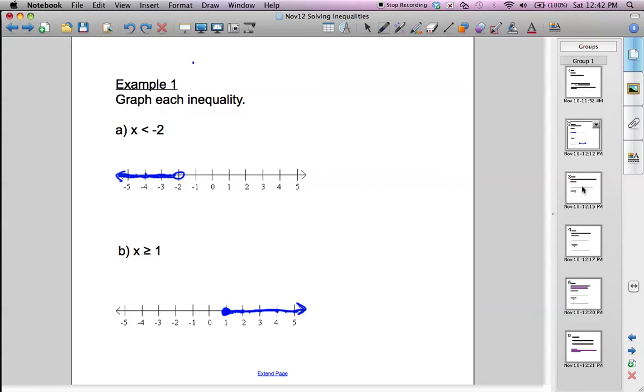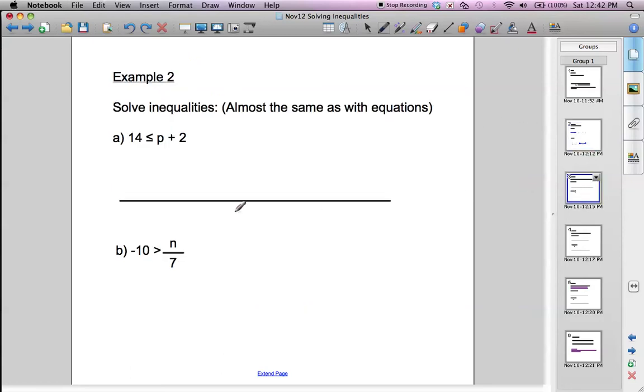Okay, let's look at solving some inequalities now. On this inequality, we've got 14 is less than or equal to p plus 2. So very similar to solving equations. You need to isolate the p, so we're going to subtract 2 from both sides. You get 12 is less than or equal to p, which you can also write as p is greater than or equal to 12, if that helps you out.